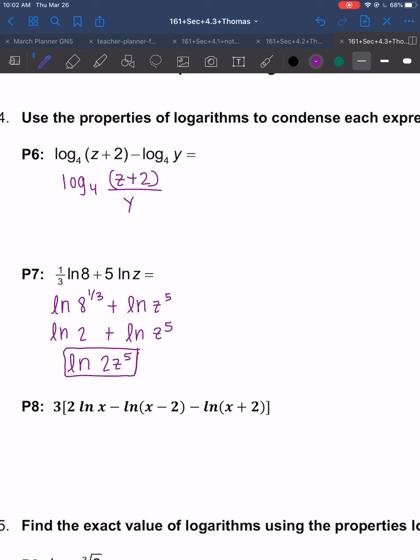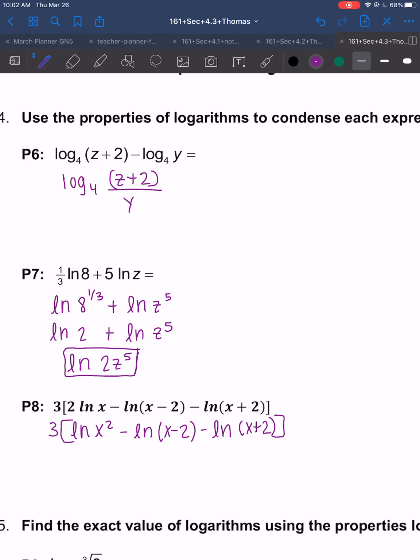We're going to start on the inside and then work our way to the outside to deal with that 3. So we'll ignore this 3 for right now. We'll still write it, but we're not going to do anything with it yet. So I'm going to have ln of x squared minus natural log of x minus 2 minus natural log of x plus 2. So I just did one thing there, but that's okay.